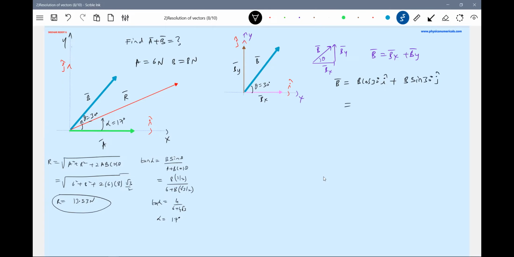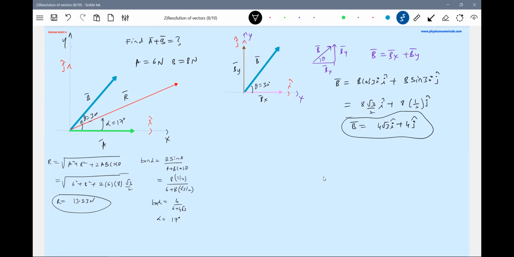What is the value of B? B is, as we know, 8 Newton. So 8 cos 30, root 3 by 2, I cap, plus 8 times 1 by 2, J cap. So this will be 4 root 3 I cap plus 4 J cap. Okay, there's the value of this one.